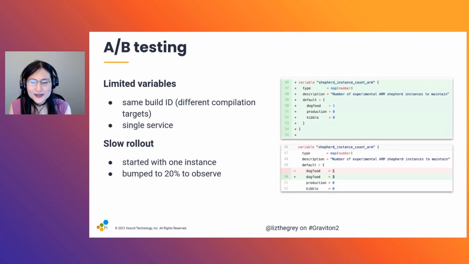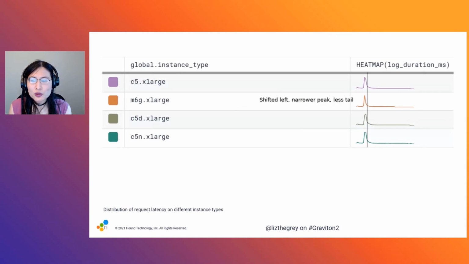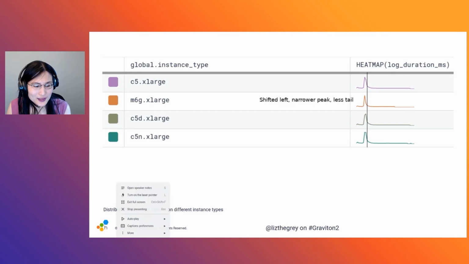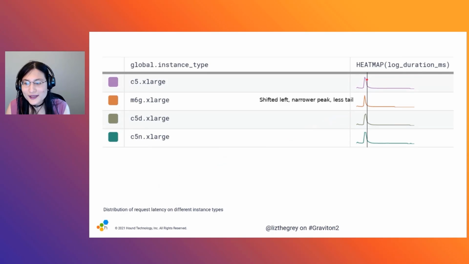Once we had a few instances running, we used the same build ID with different compilation targets on a single service, and we started routing traffic to those and differentially comparing the results. And eventually we were running 20% of our traffic to dogfood on M6G. And you can see that this is a log scale, by the way, but you can see that the distribution of latency shifted dramatically to the left, right? You can see that the shoulder of the curve is right here, whereas the shoulder of the curve has shifted over by half of an order of magnitude, right? That's really, really significant.